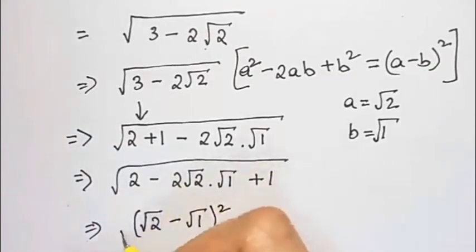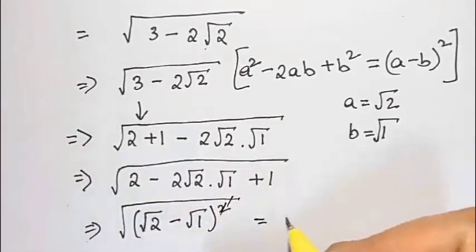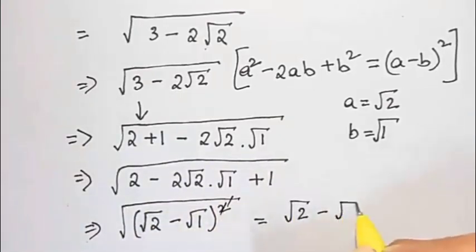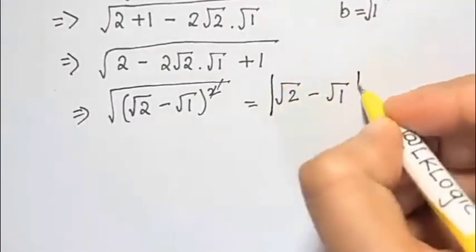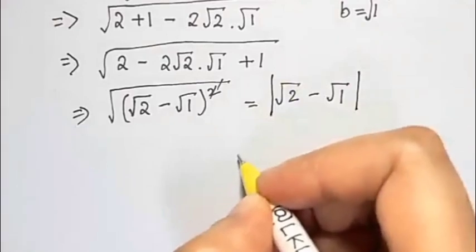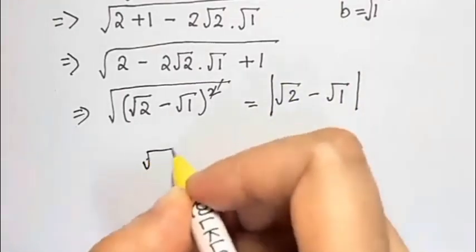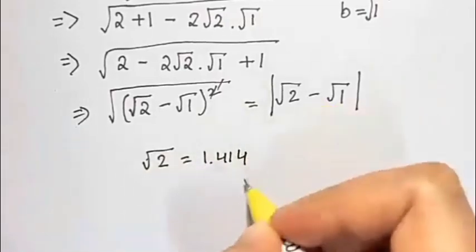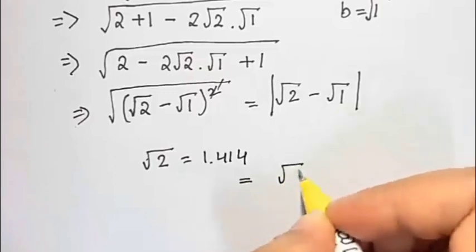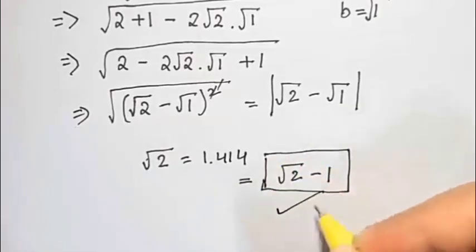And as I said, this is under the root. So root and square get cancelled. So we have the square root of 2 minus the square root of 1. And this has to be in the modulus, that's the absolute value, which has to be positive. So we already know that the square root of 2 is equal to 1.414. So our answer will be positive. The answer is the square root of 2 minus 1, and that's your answer.